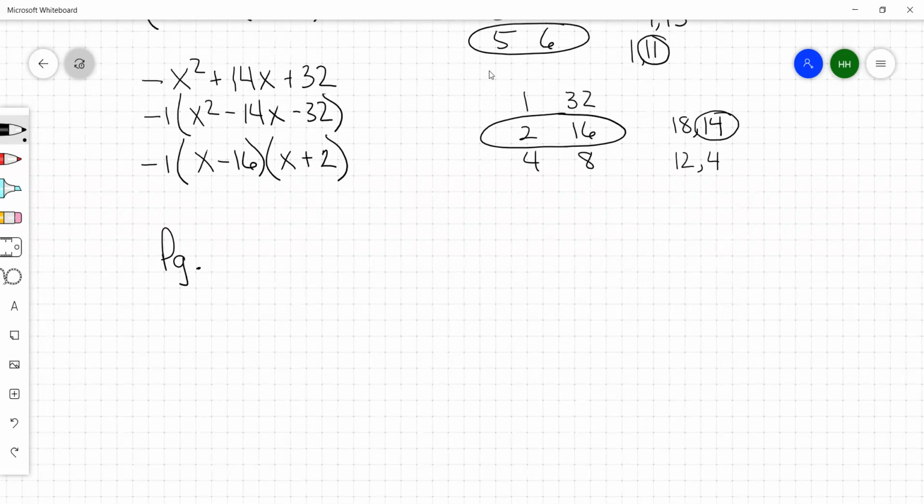Page 221. Now, this should be the last page of last week's handout. On page 221, let's see, we're going to do 1 and 2, and then 14 through 31.